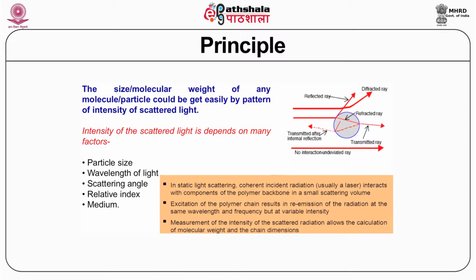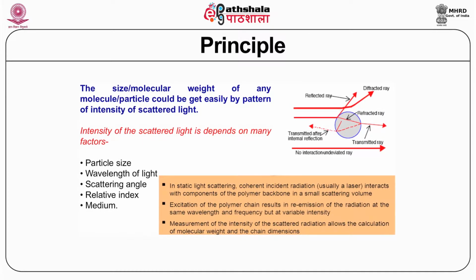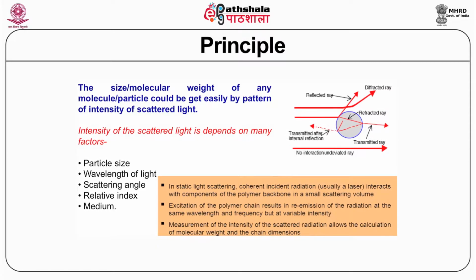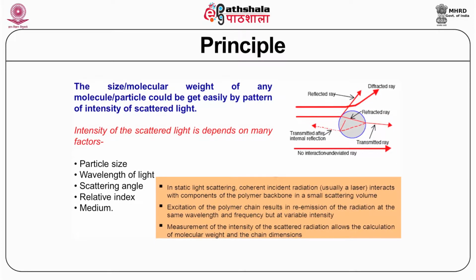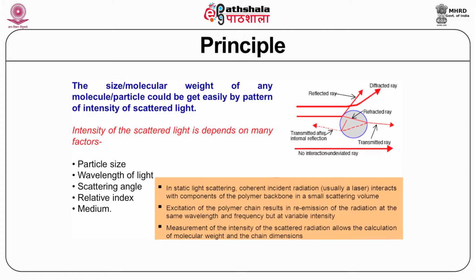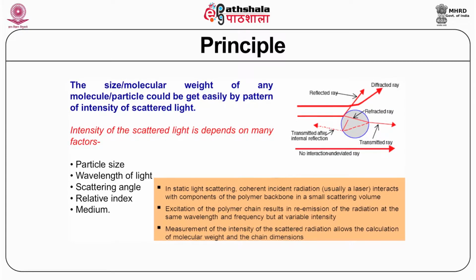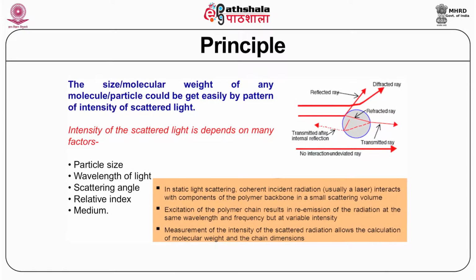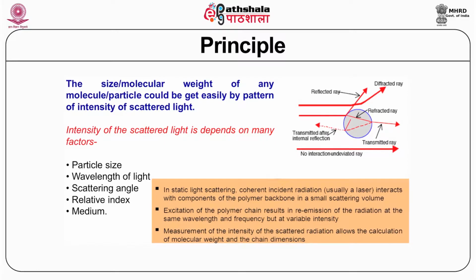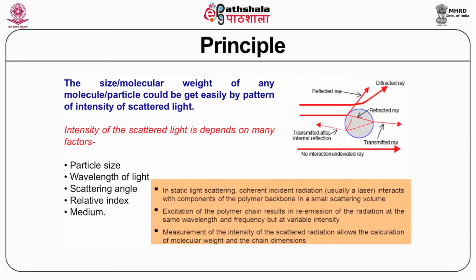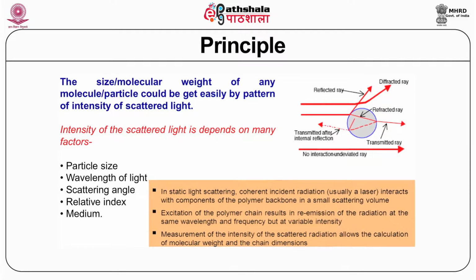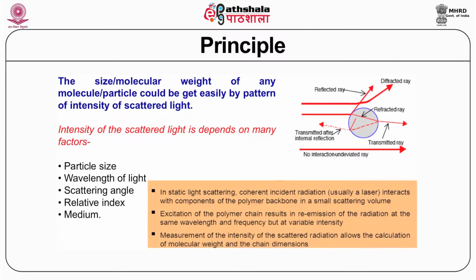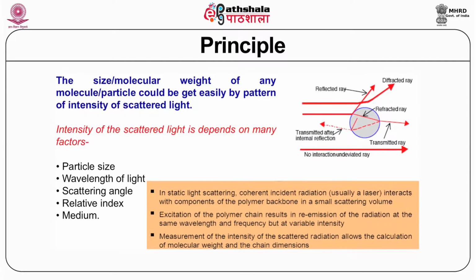The simple principle is that the size or molecular weight of any molecular particle can be determined by the pattern of intensity of the light that you get after measuring static light scattering. The intensity of the scattered light mainly depends on five different factors. These are the particle size, wavelength of the incident light, scattered angle, refractive index, and the refractive index of the medium.